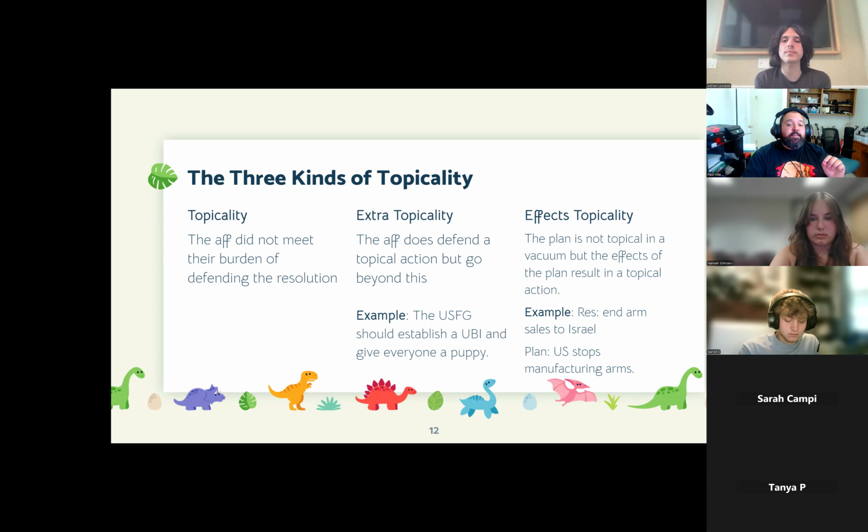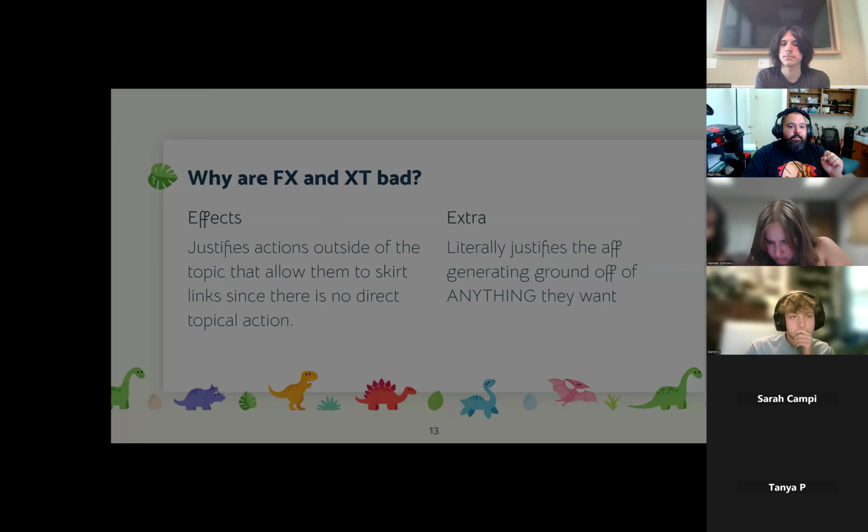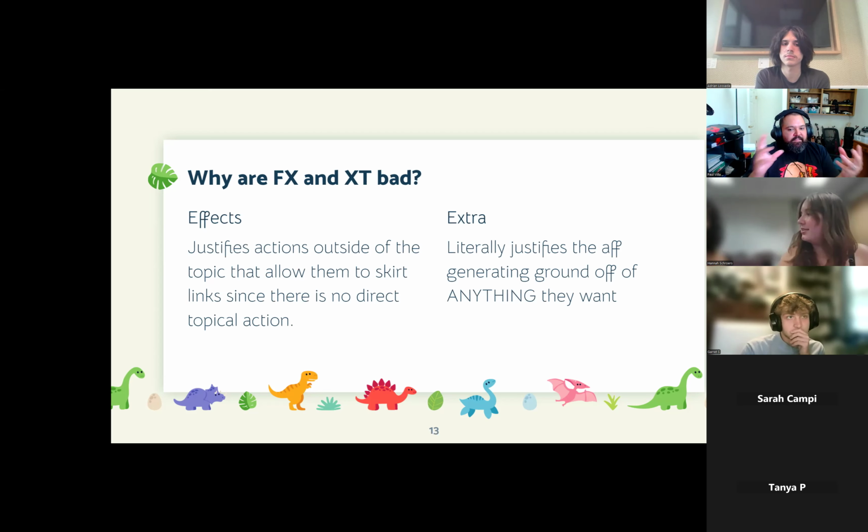I tend to think it's best to read an interpretation and then read a violation about effects and extra topicality. But back in the day, we very much used to just read interpretations for extra topicality that were like the affirmative may only defend topical plan action limited to the resolution or whatever. Or the plan in a vacuum must result in a topical action for effects. So why are these bad? Well, topicality is obvious, so let's talk about effects and extra.